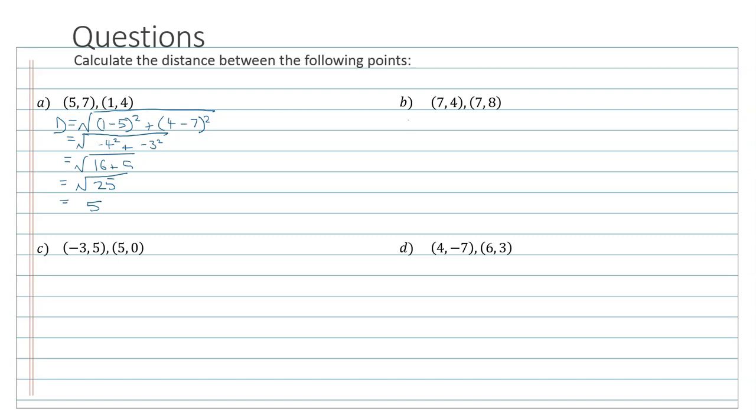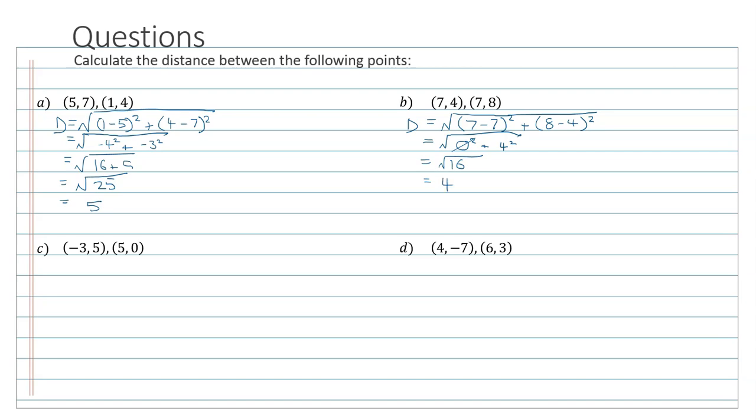Going across to B, distance is going to be 7 minus 7 all squared plus 8 minus 4 all squared. 7 minus 7 is simply 0 squared plus 8 minus 4 squared, that is simply 4 squared. 0 cancels that, and it becomes root 16, which is simply 4.